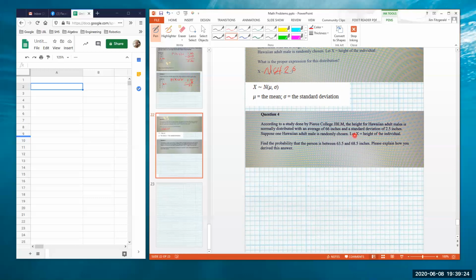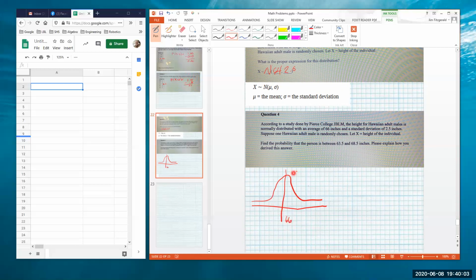But basically what we're trying to do here, we have a normal distribution. The mean is 66 inches, and it's got a standard deviation of 2.5. And so they want to find the probability that the person is between these two heights. So we're going to have to calculate two probabilities here and then subtract one. This is kind of my crappy drawing here, but if this is a normal distribution, and this is our mean here, the mean is going to be 66.